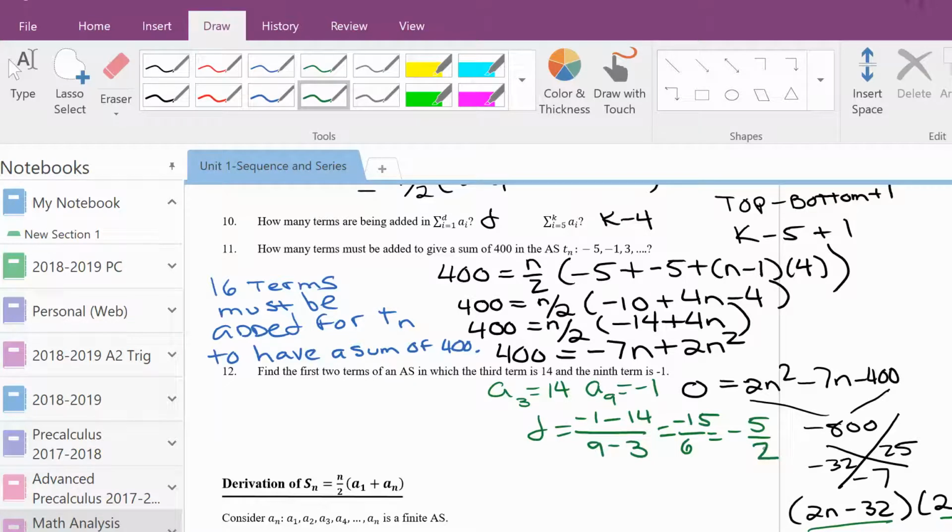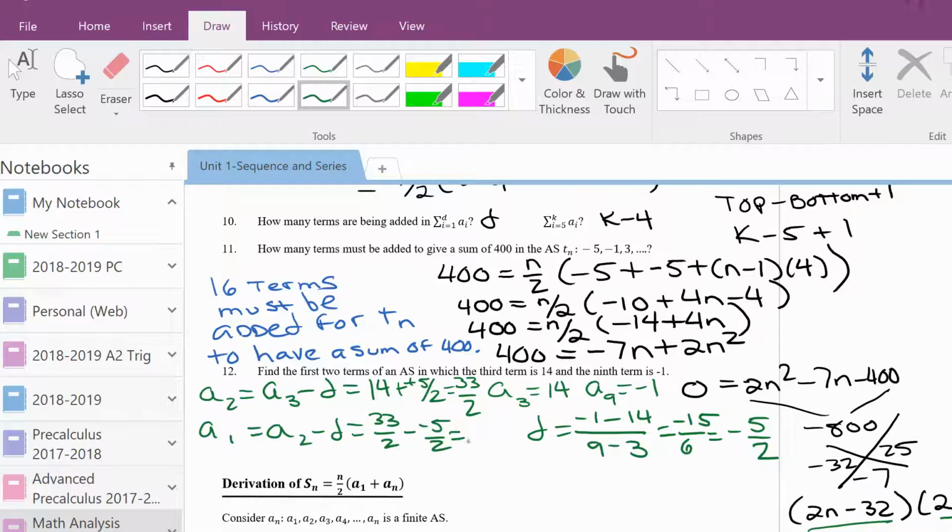And then basically what we would do to find the second term, it's equal to the third term minus the difference. So it's 14 minus negative 5 halves, which means it's a plus. So that's going to be 33 halves. And then the first term is equal to the second term minus the difference. So 33 halves minus negative 5 halves gives you 38 halves, which is 19. So those are the first two terms of that sequence.